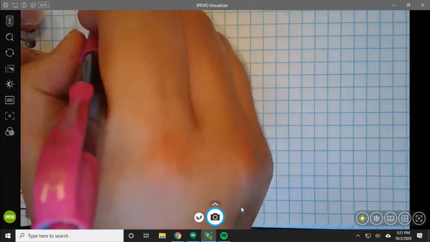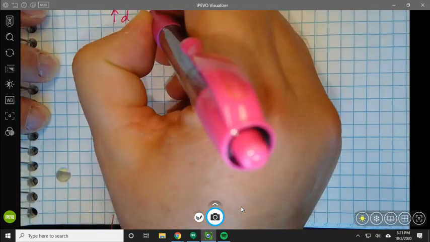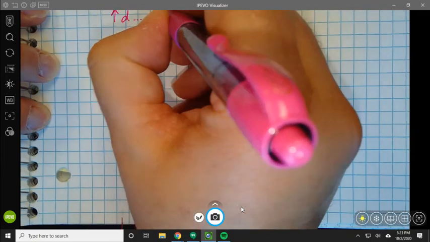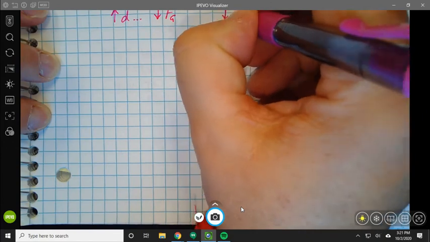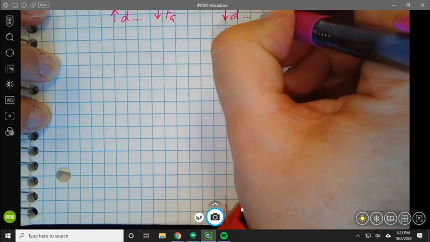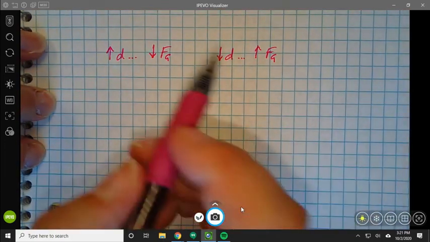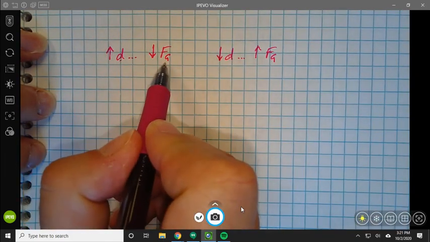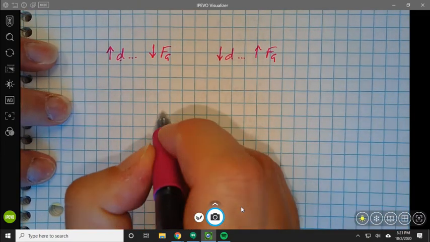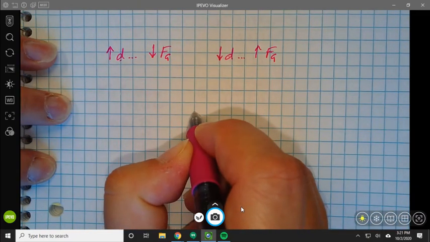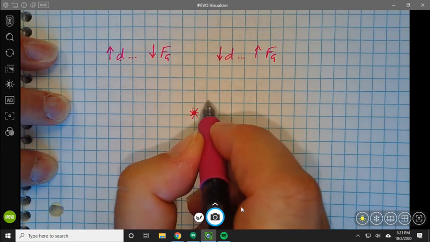So what this means, and what we can see, is that if we have an increase in the distance, we're going to have a decrease in the force of gravity. If we have a decrease in the distance, we're going to have an increase in the force of gravity. What that matters for us, we'll talk about when we come back.